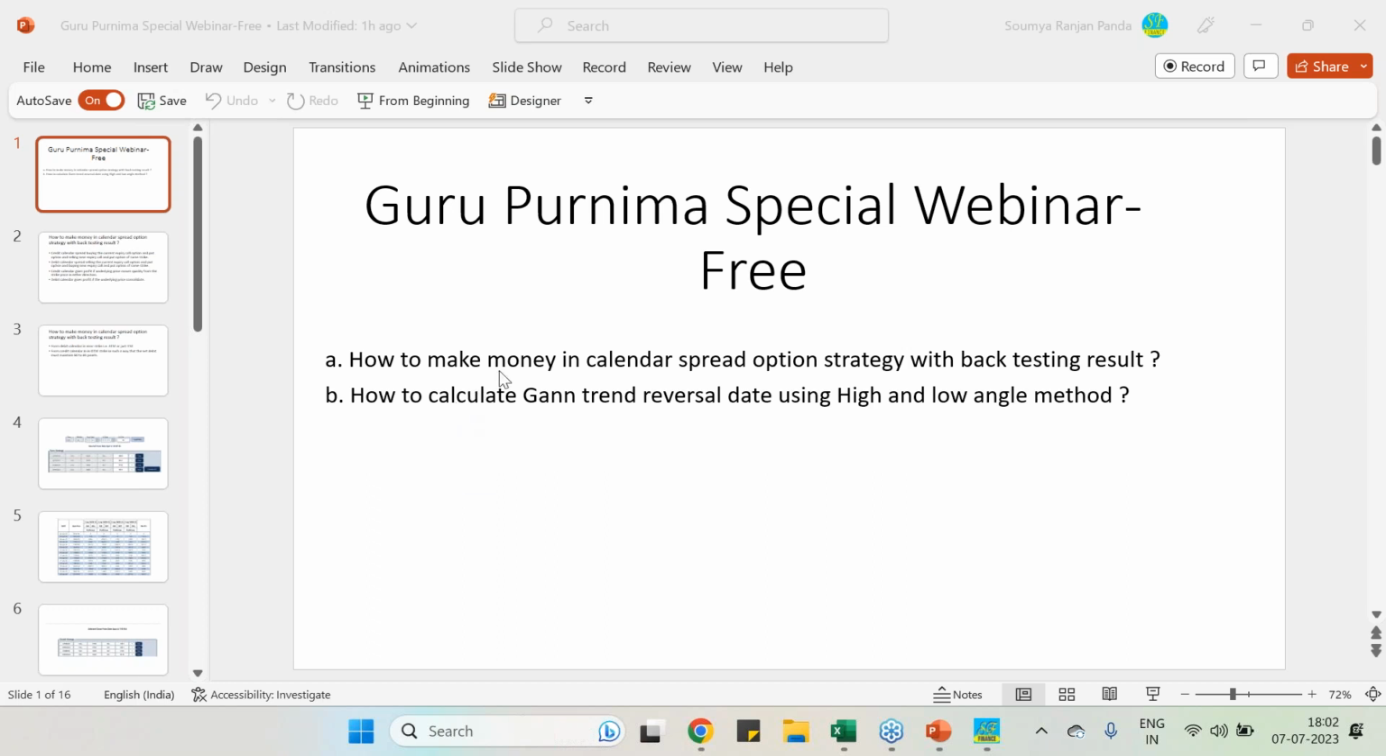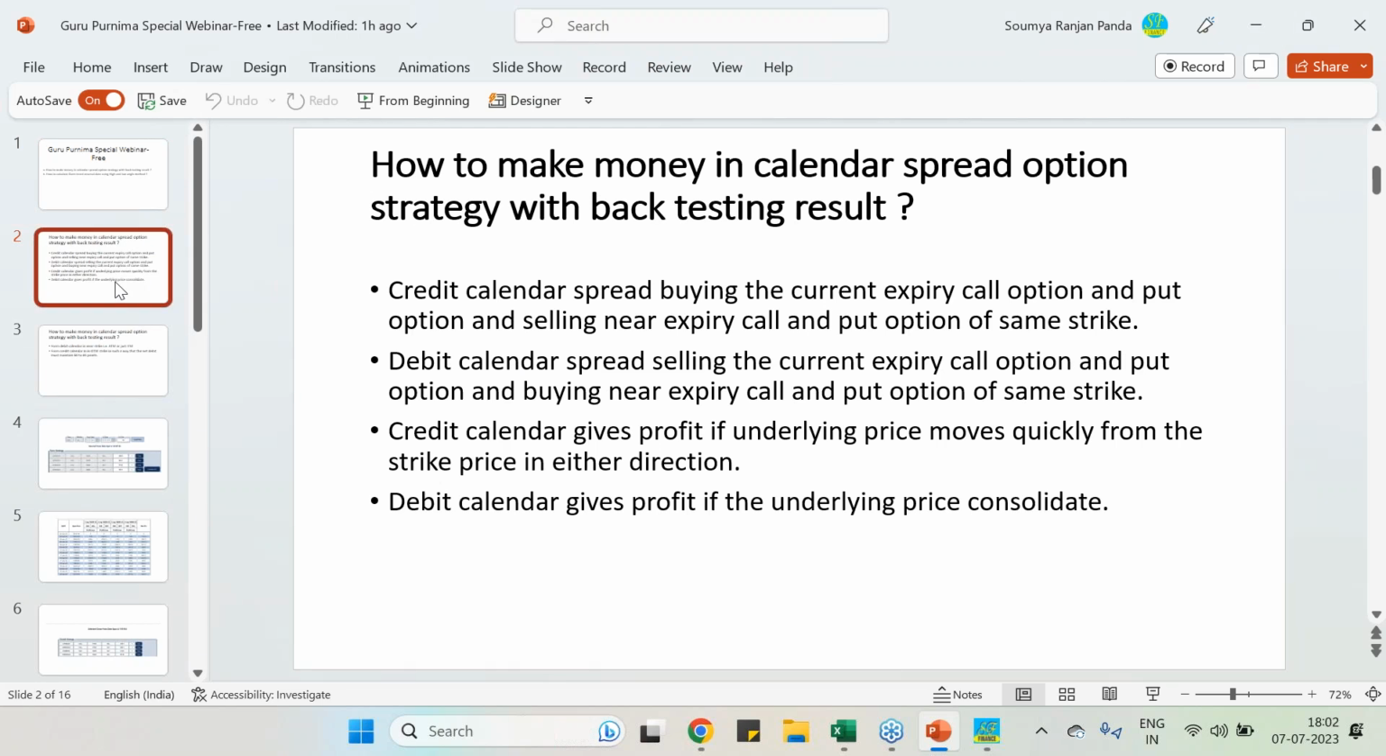So fine, we'll first go through how you can make money in the calendar spread option strategy. Many of you will be knowing it. What is a calendar spread option strategy? There are two types: type 1, credit calendar, and type 2, debit calendar. Credit calendar means while forming the strategy you receive money. Debit calendar means while forming the strategy you are paying the money.